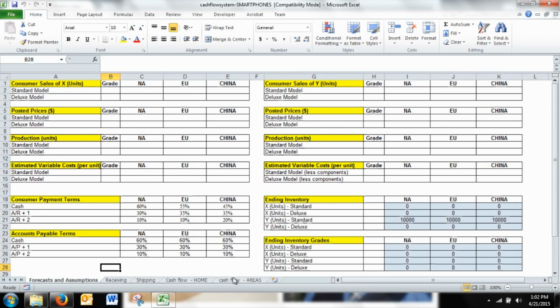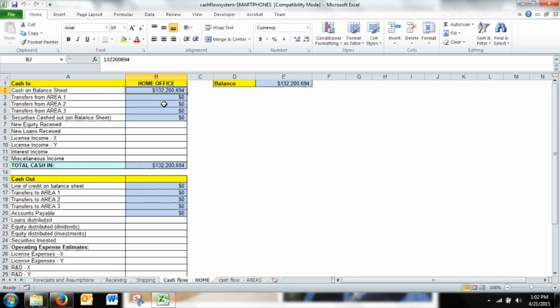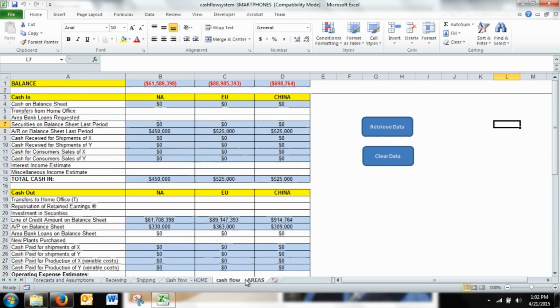So you'll see what it did is it pulled in the inventory. So I've got 10,000 units of standard Y available for sale in all three areas. It's going to bring in stuff like how much cash I've got. I've got 132 million in my home office account, which is awesome. And I've got some negative balances in my area accounts, which is not very good.